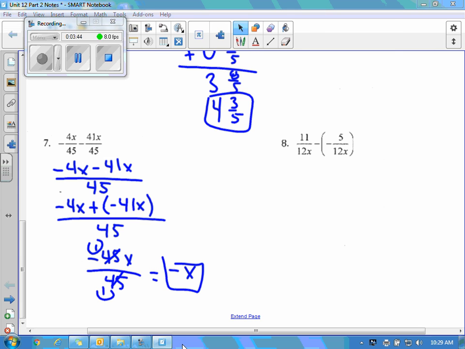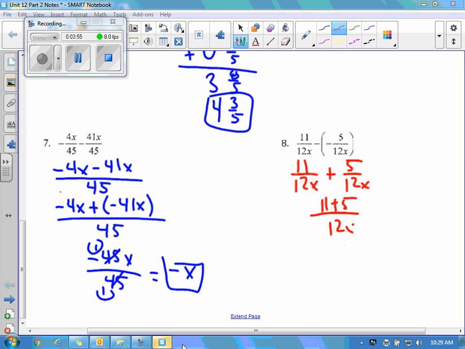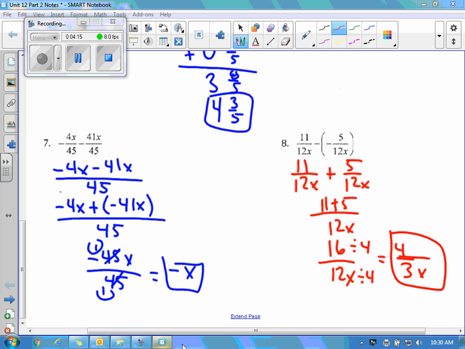Looking at number 8, I'm going to start by rewriting because I'm subtracting a negative. So it's going to become plus positive. So I can add my numerators, 11 plus 5. My denominator stays the same. So that's 16 over 12x. Now, I can reduce the coefficient and the whole number up top. So 16 divided by 4 is 4. 12x divided by 4 is 3x. Notice that the x stays on the bottom with 3. Also, I do not turn this into a mixed number. I leave it as an improper fraction because I have a variable.